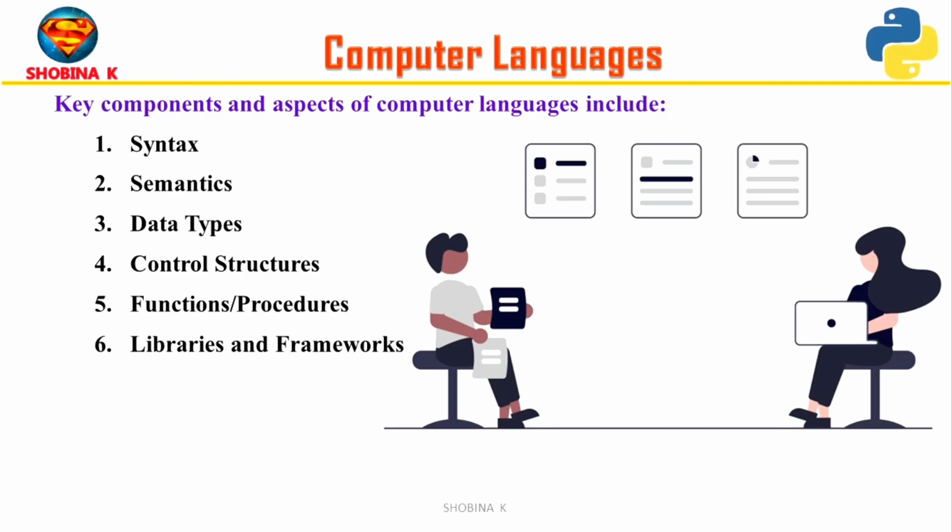Next, we have data types. Data types are classifications of data items. They define the kind of values a variable can hold and the operations that can be performed on those values. Examples include integers, floating point numbers, strings, etc.